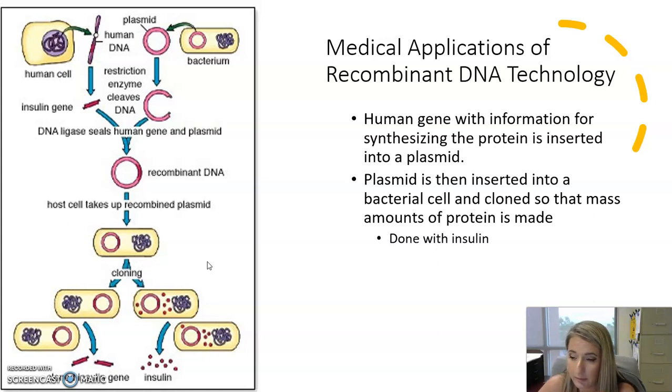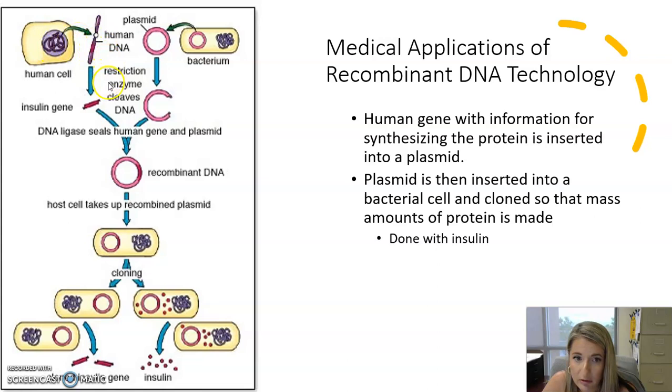And then because it was animal insulin, a lot of people had adverse reactions to that form of insulin because it wasn't in human form. So ultimately something better had to be done. So they do recombinant DNA technology now. And what they do is they take a human cell and they extract the DNA from the human cell.